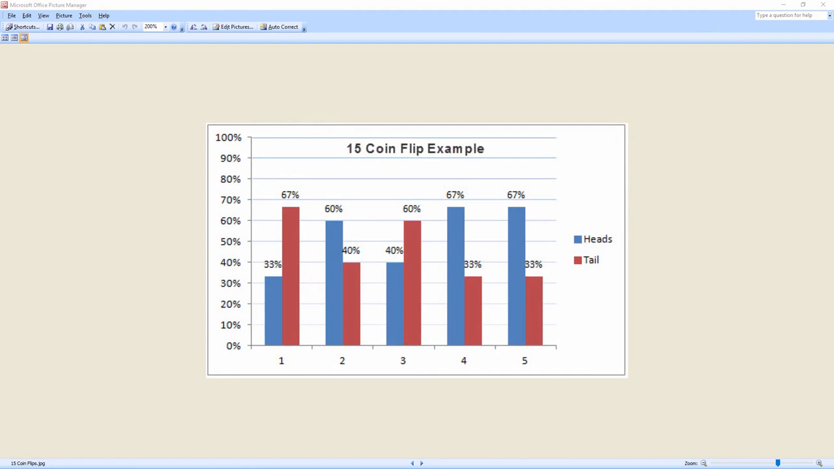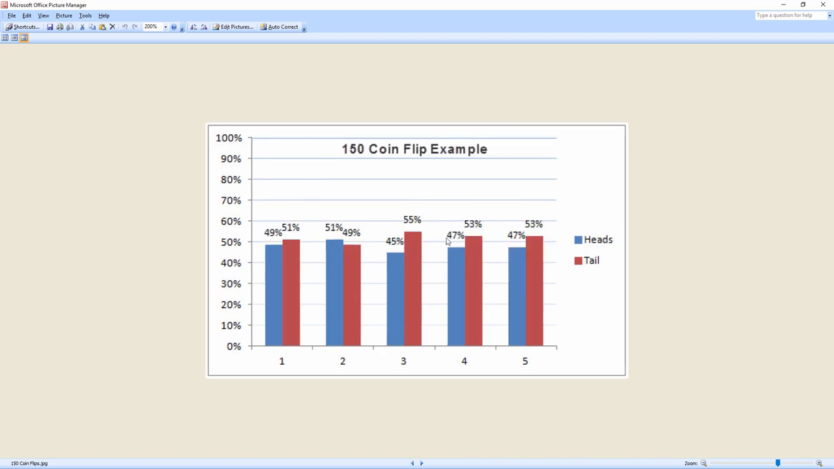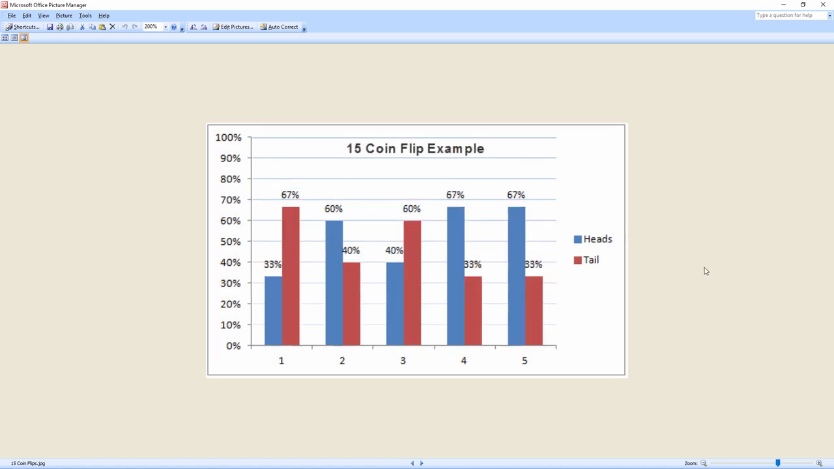First thing I want to show you is I did a couple of simulations with a basic coin flip scenario. I did 5 different samples of 15 coin flips, and then I switched it up and did 5 different samples of 150 coin flips. So let's look at the 15 coin flips. What we should expect is close to a 50-50 split. Of course, it's not going to be exactly 50-50 because it's not 16 coin flips, it's 15. But it should be pretty darn close if we were looking for expected results.